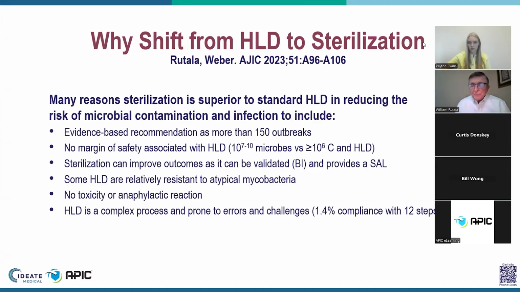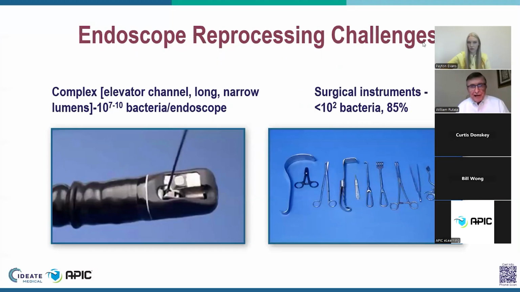Essentially, we have anywhere from 10 to the 7th to 10 to the 10th, which of course is 10 million to 10 billion microbes on the gastrointestinal scopes. And if you look at the peer-reviewed literature, our combination of cleaning and high-level disinfection will reduce 10 to the 6th or greater. Now, on the next slide, we see an expansion of that fact.